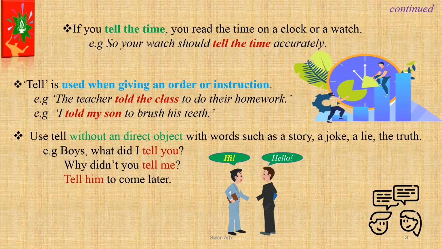We use tell without a direct object with words such as a story, a joke, a lie, the truth. For example, I tell you, what did I tell you? Why didn't you tell me? Tell him to come later.